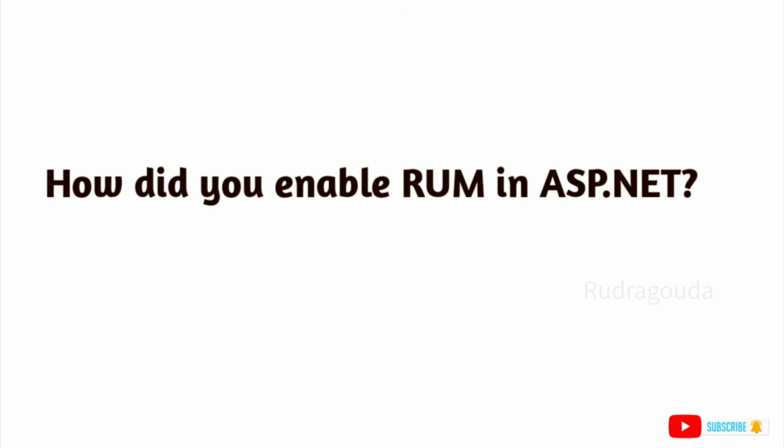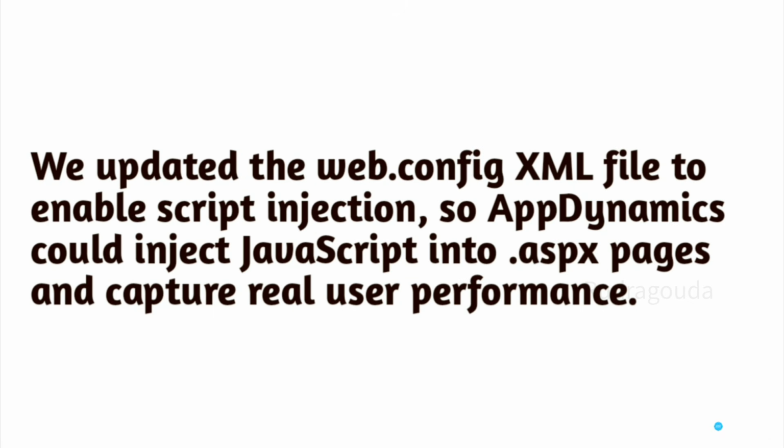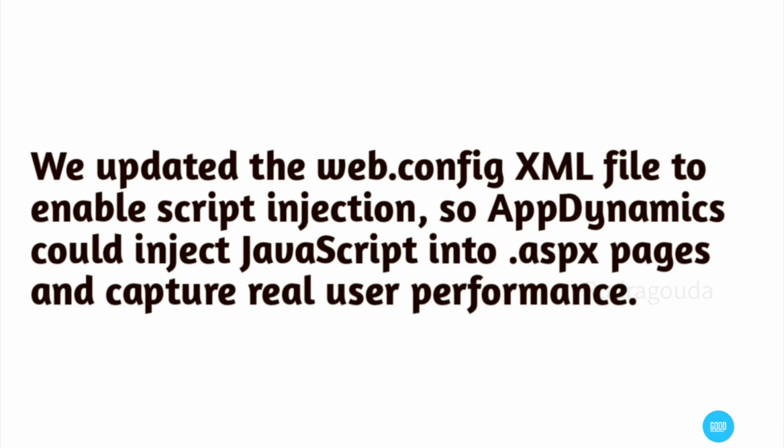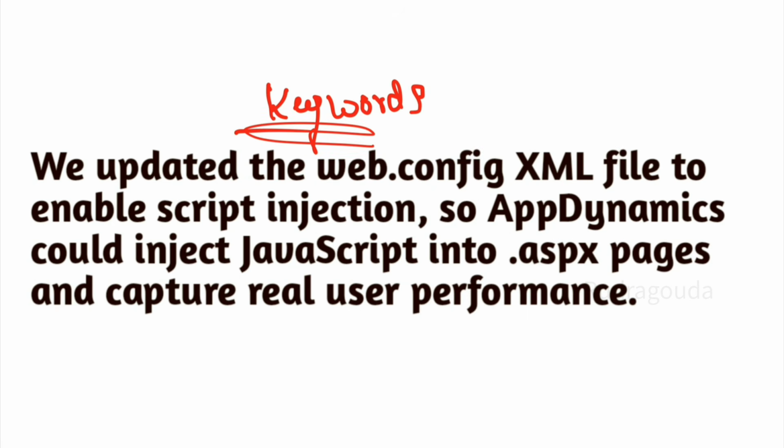So why I explain this point: suppose in your interview they ask, how did you enable RUM in an ASP.NET application? Your answer should be, we updated the web.config XML file to enable JavaScript injection, so AppDynamics could inject the JavaScript into the ASPX pages and capture real user performance. Very important. These are a few important keywords we need to understand in AppDynamics. Hope you got the understanding now.